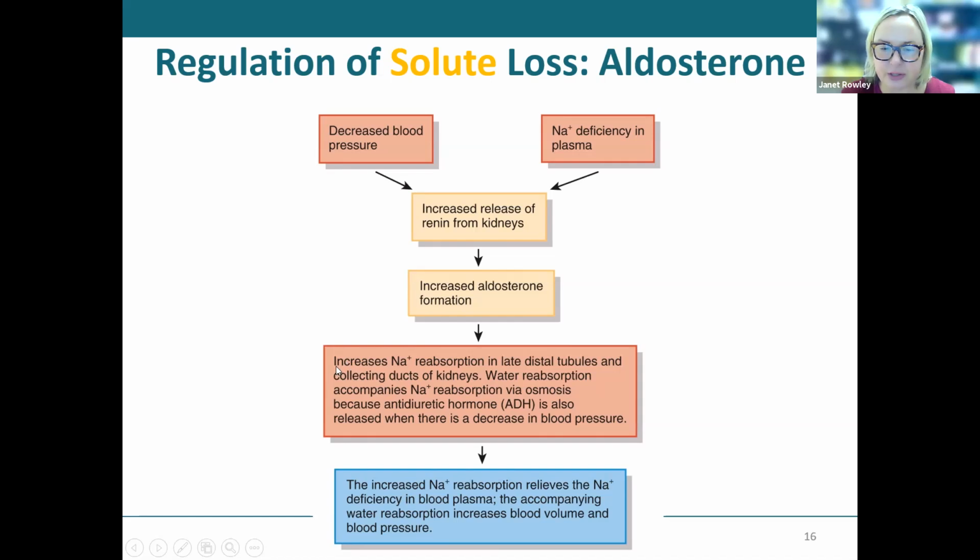Aldosterone increases sodium reabsorption in the late distal tubules and collecting ducts. Water reabsorption accompanies the sodium reabsorption due to osmosis, because ADH is also released when there is a decrease in blood pressure. The increased sodium reabsorption relieves the sodium deficiency in the blood plasma. The accompanying water reabsorption increases blood volume and blood pressure.